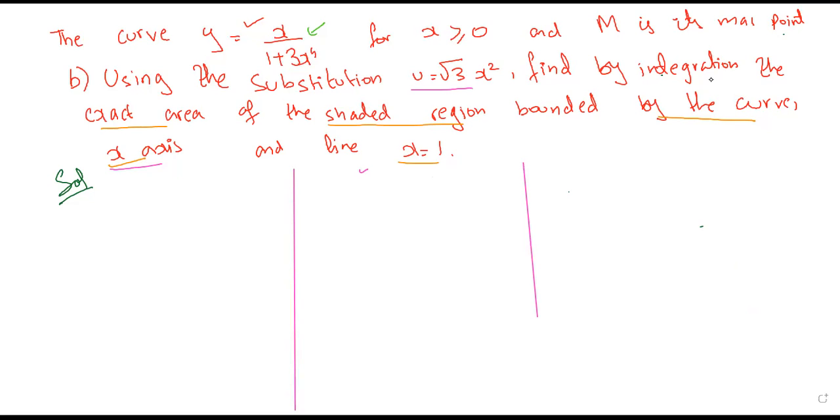The curve y equals x over 1 plus 3x to the 4 has maximum point N. We have been asked to find the exact area that is shaded using integration, particularly integration by substitution.